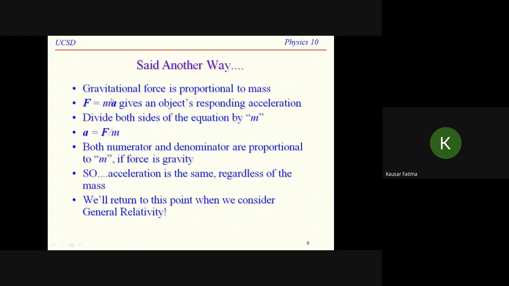Said another way, gravitational force is proportional to mass. F is equal to ma, given an object's responding acceleration, and divide both sides by m. So you will get a is equal to F over m. Both numerator and denominator are proportional to m if the force is gravity. So acceleration is the same regardless of the mass. We will return to this point when we consider general relativity, which is not in your course to be discussed.